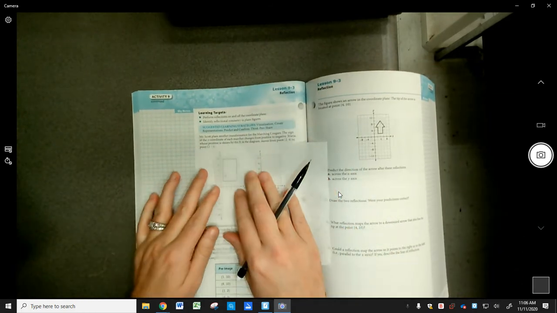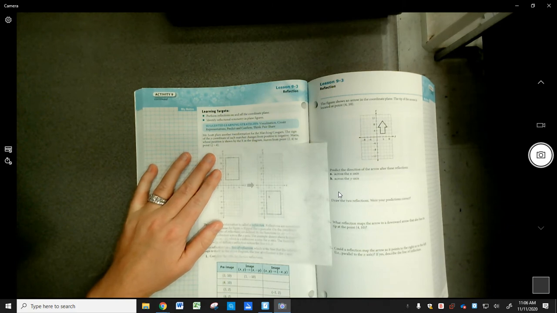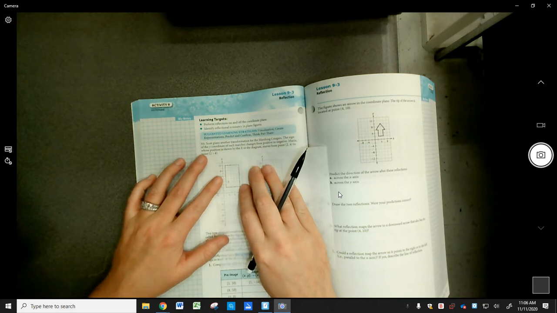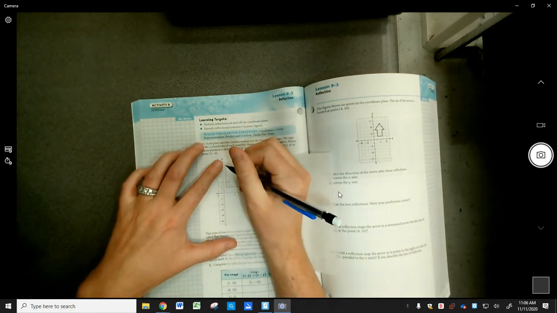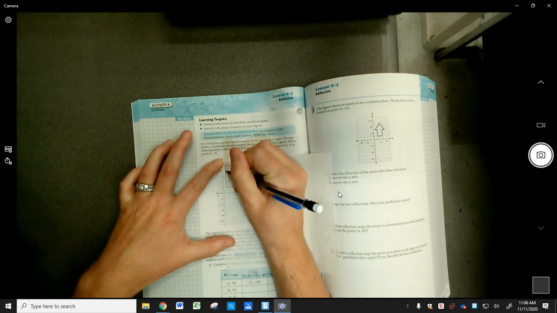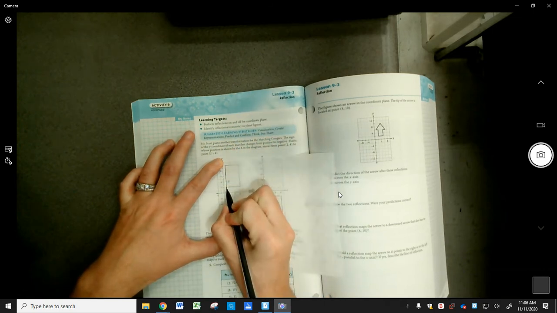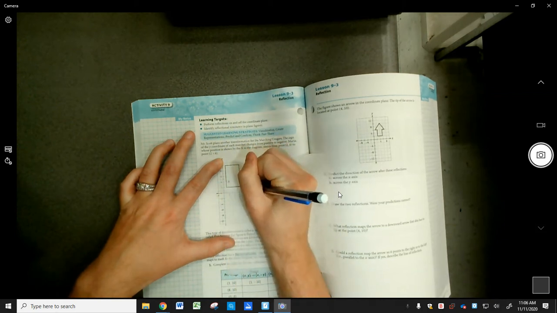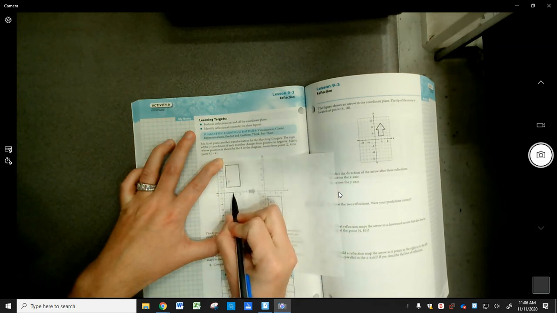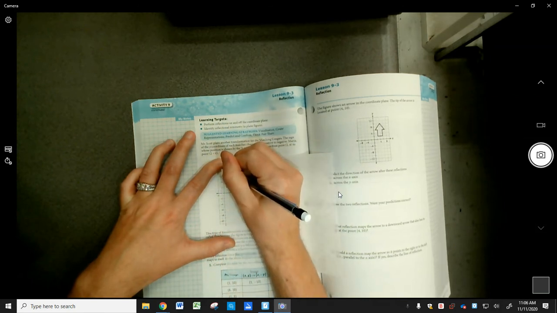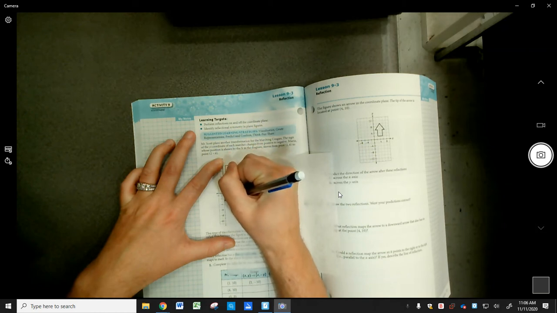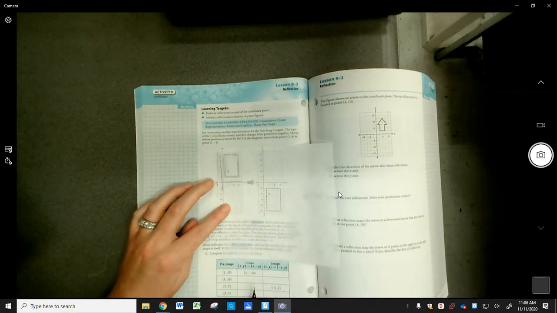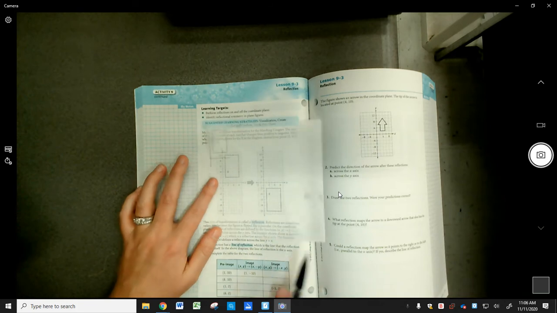When you're using patty paper for these, you may feel like you don't need it. And if you don't need patty paper, that's fine. You do not have to use it. I just want to go over how you can use it so that in a minute it makes a little more sense with the next figure. The first thing you're going to want to do is to trace your figure. And then trace your x and y axes because we are reflecting it across those two axes. On the first one, that was a reflection across the x-axis.